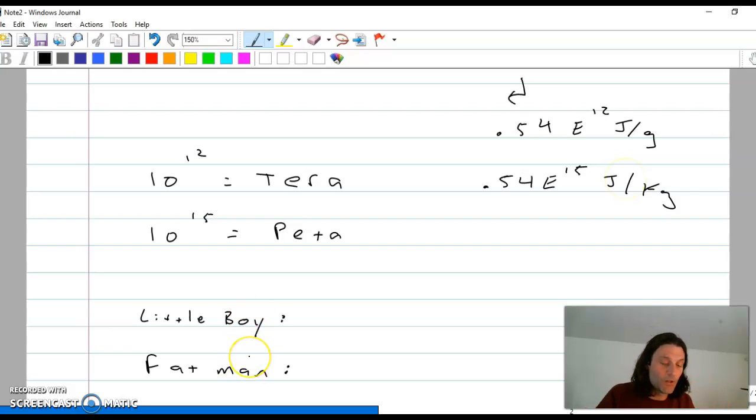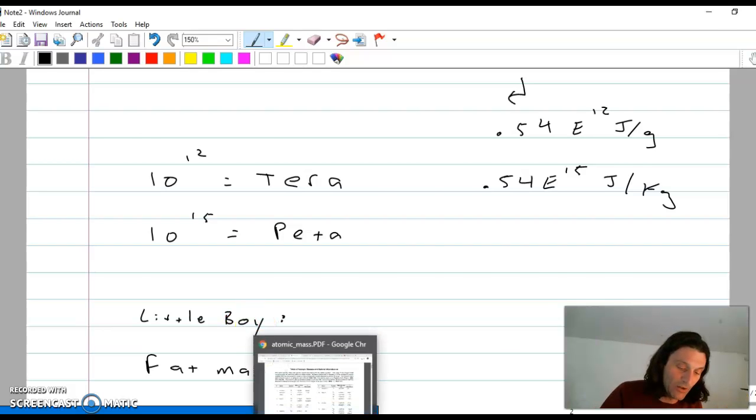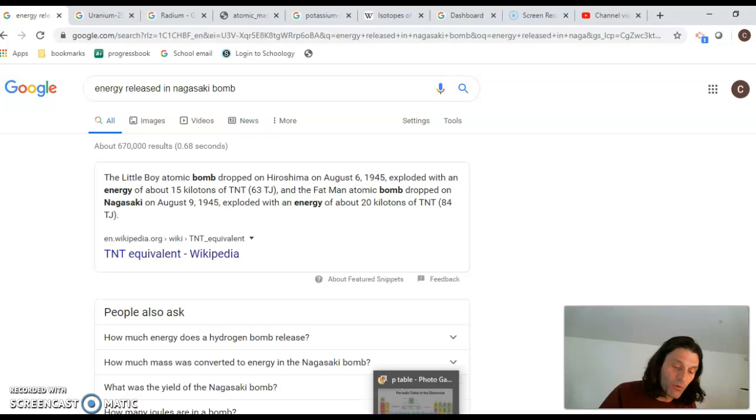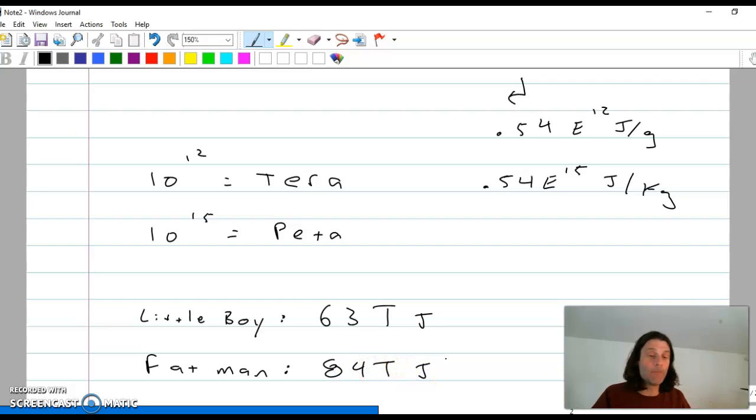Now, I have this written here because just to give you an idea, how much energy is inside 1 kilogram worth of lithium, all right? I looked up the bastion of all things true, Wikipedia. The Little Boy bomb dropped on Hiroshima: 63 TJ, 63 terajoules. That was the little one. Fat Man, 84 terajoules. So 63 and 84 terajoules. 63 TJ, 84 TJ. All right?